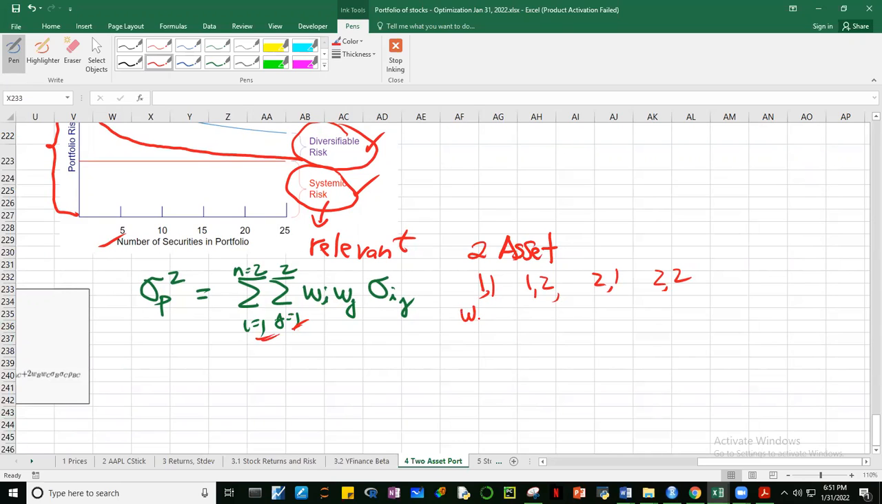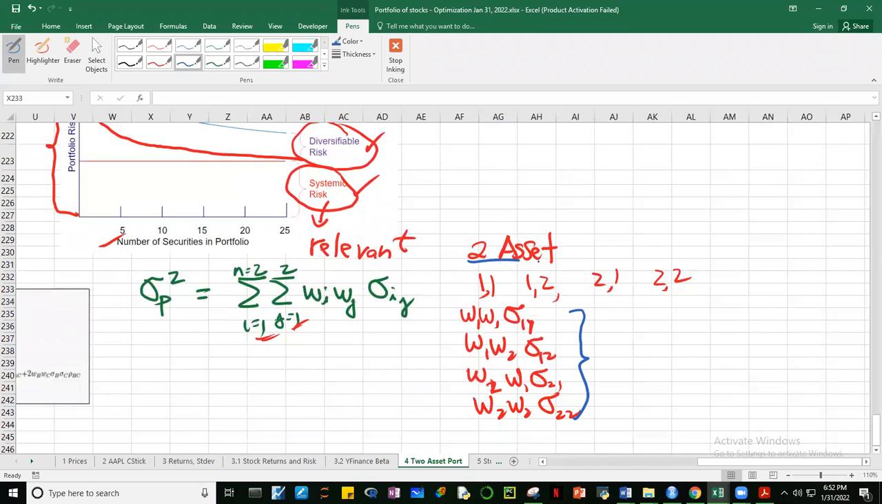So this is W1, W1, di ba? 1 and 1, sigma 1, 1. Okay? Tapos itong 1, 2, W1, W2, covariance 1, 2. Then ito, W2, W1, covariance 2, 1. And then W2, W2, covariance 2, 2. Okay, so we can now simplify this. And by simplifying it, guys, yun ang magiging portfolio risk for a 2 asset portfolio.